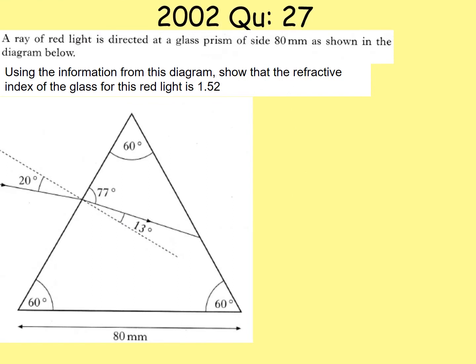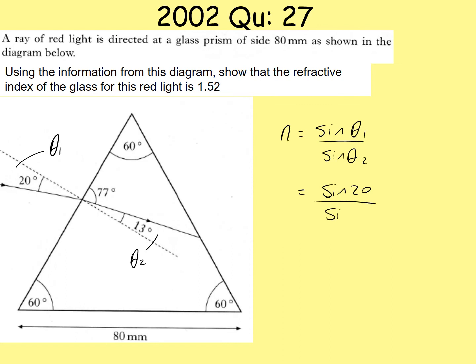So 2002 paper question 27, a ray of red light is directed at a glass prism of side 80 millimeters as shown in the diagram below. Use the information from this diagram to show that the refractive index of the glass for this red light is 1.52. So again, just like in the previous question, we need to identify our angles of incidence and angles of refraction. The angle of incidence is here, our 20 degrees, measured between the incident ray and the normal. So that's our theta 1. Our angle of refraction is the 13 degrees, measured between the refracted ray and the normal, and that's our theta 2. So n is equal to the sine of theta 1 over sine theta 2. Substituting the values, sine of 20 over sine of 13 is equal to 1.52 as required.